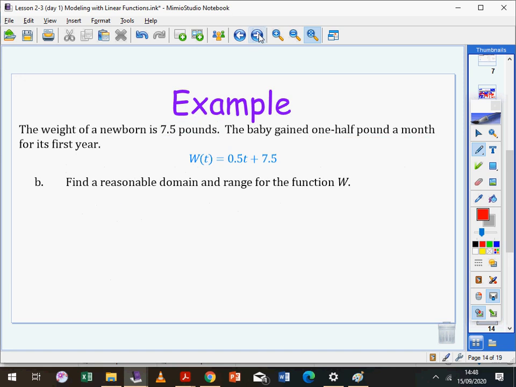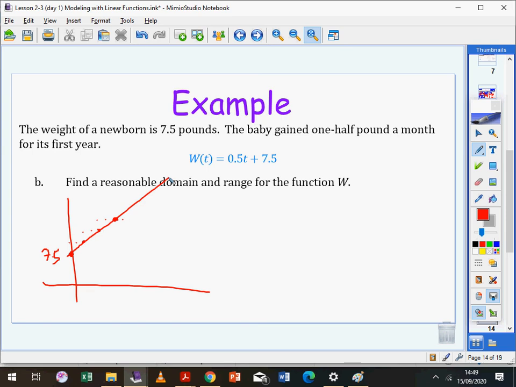Find a reasonable domain and range for the function. Now, I'm going to graph this so you can see it better. If I graph this, its starting point is somewhere at 7.5, and then its slope is 1/2. So rise 1 and run 2, rise 1 and run 2, rise 1 and run 2, like that. So that's what the function looks like.